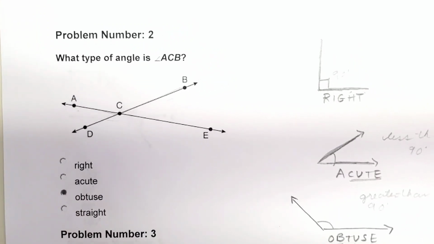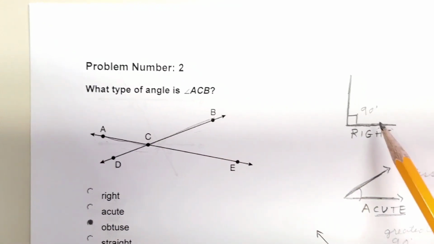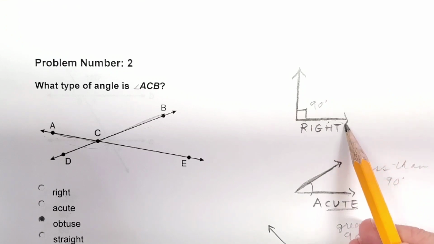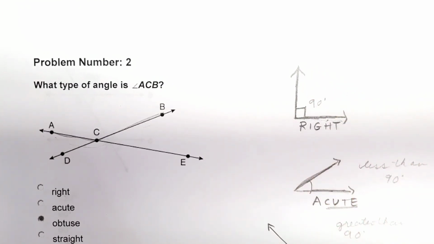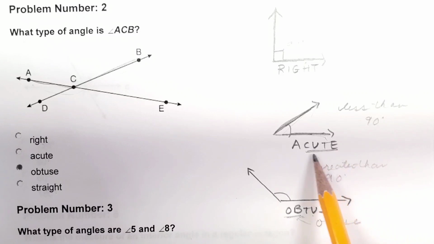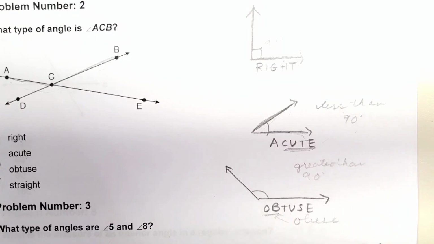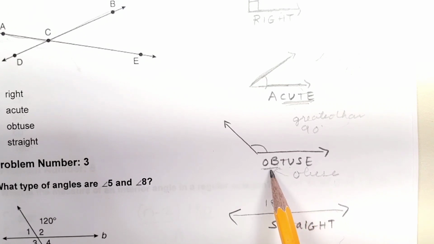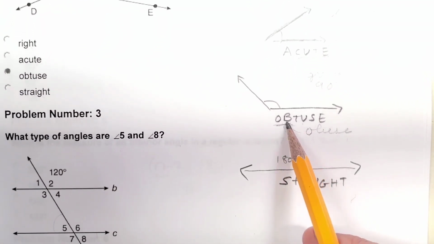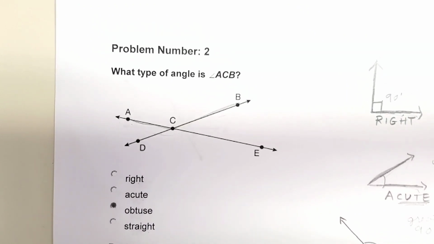Okay, problem number 2. What type of angle is ACB? You have the option of a right angle, which is a 90-degree angle, usually identified by the little box in the corner. Right angles are perpendicular lines. They're going opposite directions. An acute angle, I remember acute meaning small. So acute angles are less than 90 degrees. There's an obtuse angle, "ob" maybe meaning obese because it's big. Greater than 90 degrees, that's what helps me remember obtuse as greater. And then straight angles are just straight lines, and they total 180 degrees.